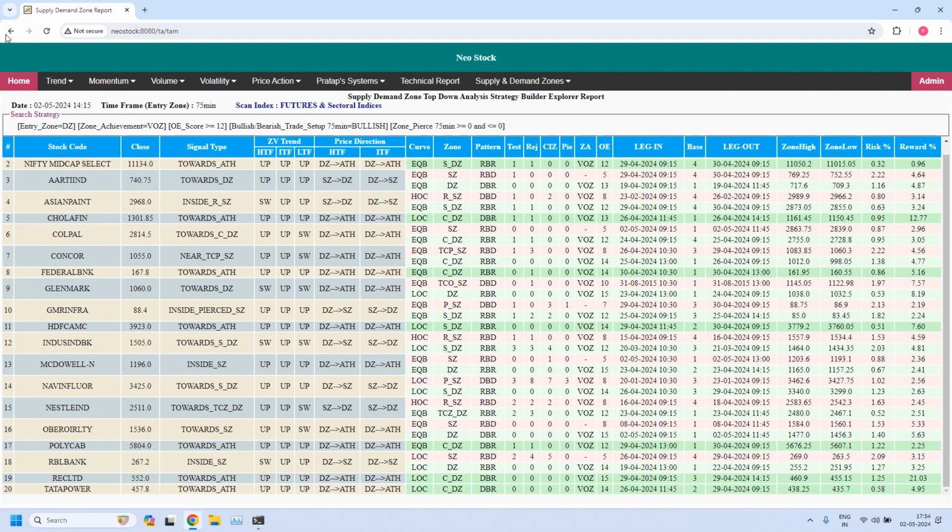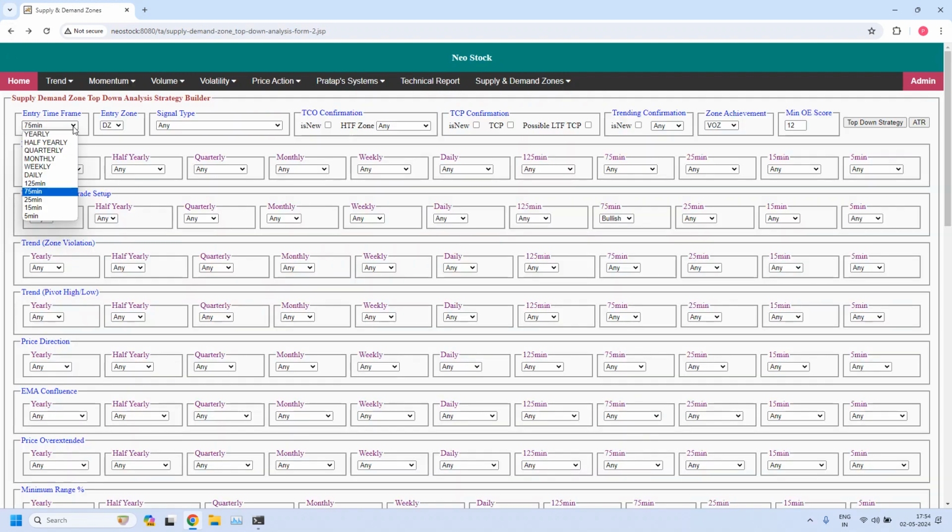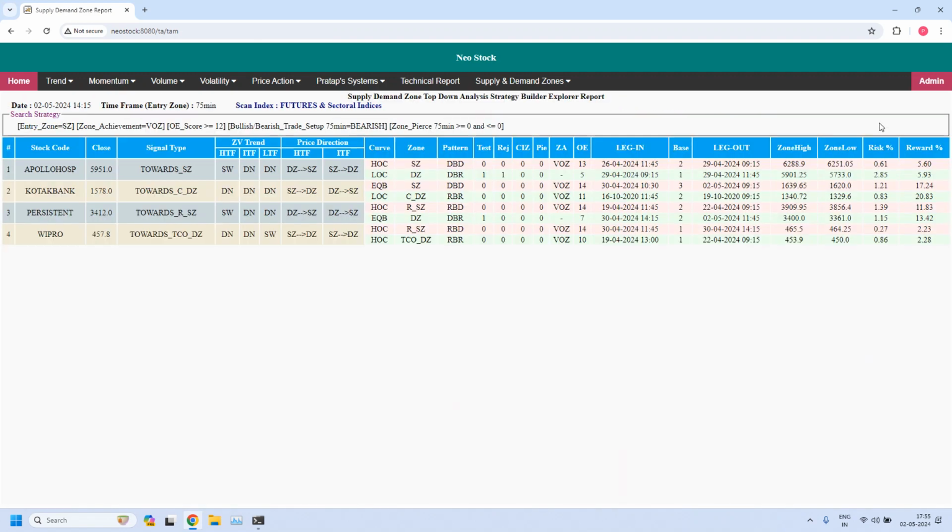Now let us generate bearish trade setup for weekly income trade. So entry time frame is 75 minutes, but entry zone is supply zone because it is a bearish trade setup. Even in this parameter also we need to change the value. At 75 minutes we have to select bearish. And all the 3 filters what we set earlier, they still remain same. But these 3 filters are applied to the supply zone this time. So let me filter. 4 stocks are filtered. These 4 stocks are supporting bearish trade setup for weekly income trade.